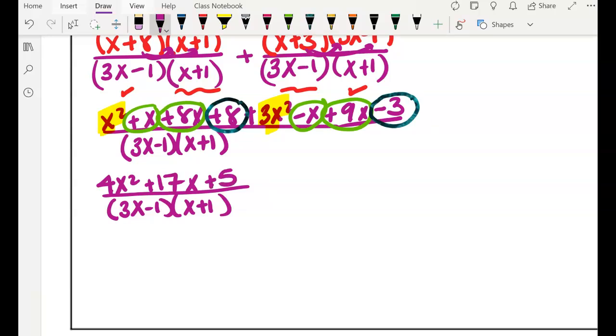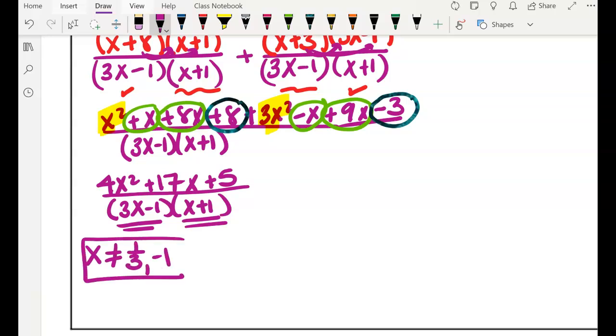And keep in mind, we have to see if we can factor this out on the top. But before we factor, let's state the exclusion. Take this and set it equal to 0. Take that and set it equal to 0. So that means x could never be positive 1/3 or negative 1. Box that up. Let's see if the numerator is factorable before we box it up, okay?